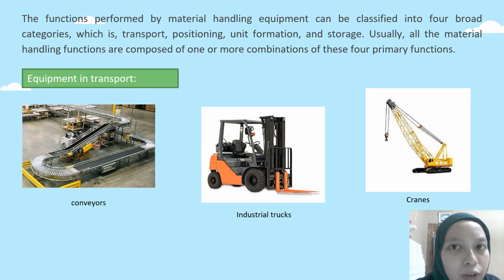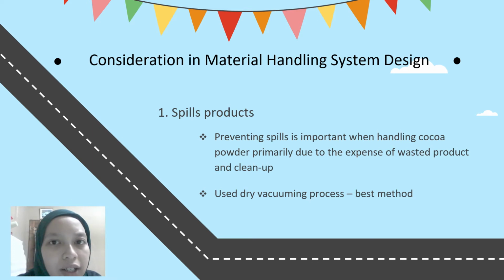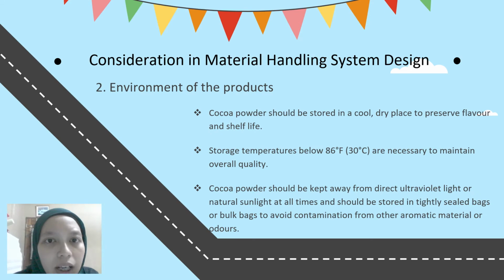The function performed by material handling equipment can be classified into four broad categories, which are transport, positioning, unit formation, and storage. For consideration in material handling system design, first is spills. Preventing spills is important when handling wet cocoa powder, primarily due to the expense of waste product and cleanup. Next is environment of the product, store in the right place with the right temperature and avoid direct sunlight.